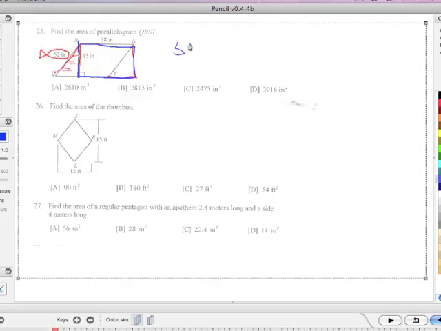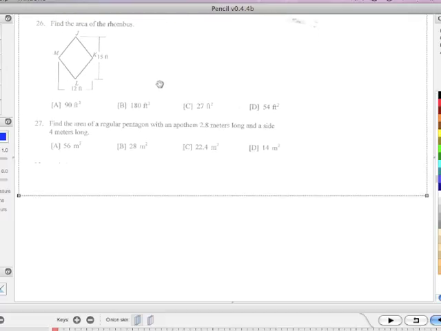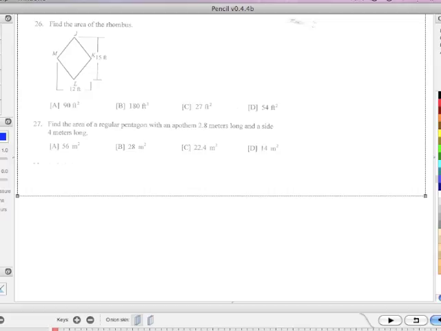So this is 58 times 45. Again, your answer is going to end in a 0, right? Because this is going to be 8 times 5. You're going to have a 0 as your last digit. And, well, just looking across those, this is the only one it can be. So sometimes you don't even have to do the calculations, especially with multiple guess.